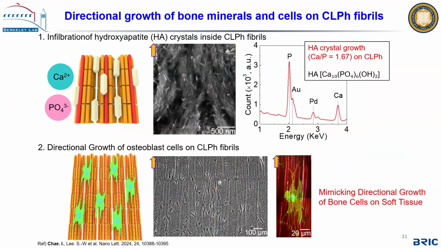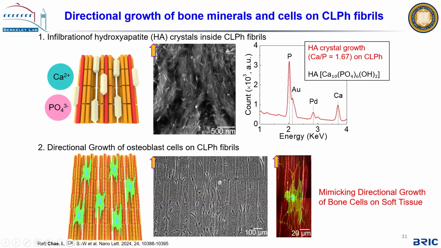So the first thing that we tried was to see if this phage can nucleate the bone minerals. So we introduced calcium and phosphorus ions on this phage fibrillar matrix, and could see those ions are bound to the matrix and grow as the crystals. And through this EDX characterization, we could see it is really a crystal formation on the surface along the fibers.